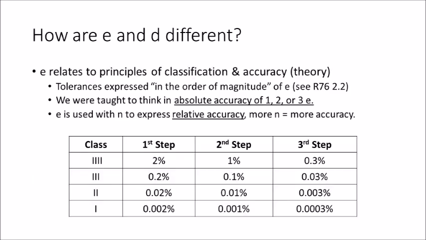Well, I suggest that E and D are very different things, and that's what I tried to show in the first video. E relates to classification and accuracy, and it's theory. Tolerances are expressed in the order of magnitude of E, and we were taught to think about the absolute accuracy of 1, 2, or 3E. But in R76, E is used with N to express relative accuracy. That is, if you have more N, you have more accuracy.